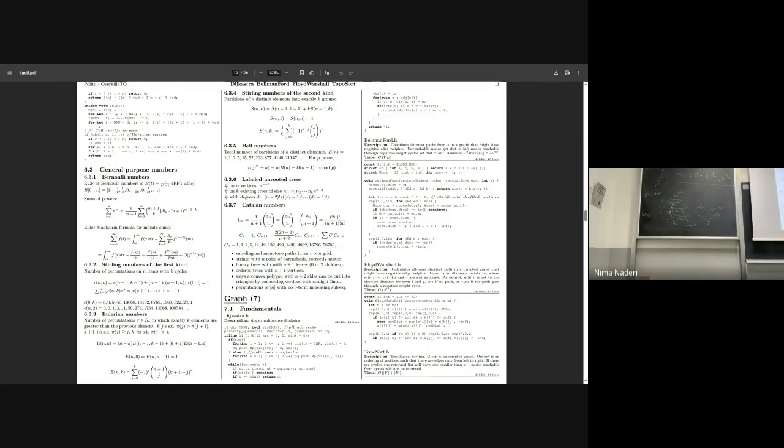The other one is Bellman-Ford. Negative edges. Just negative edges.